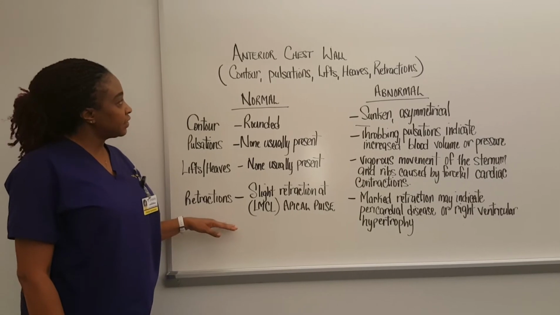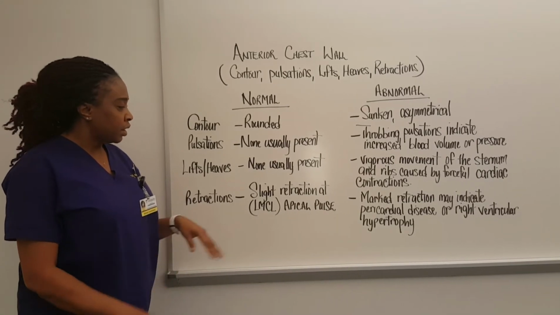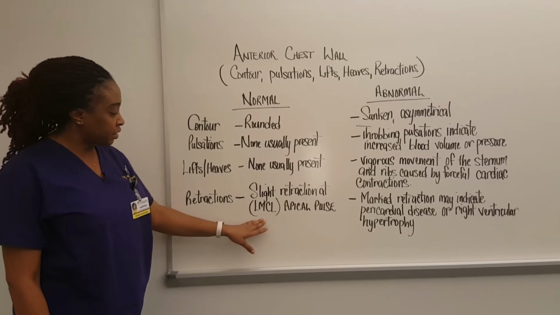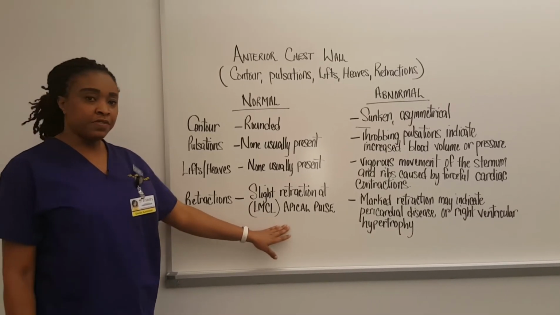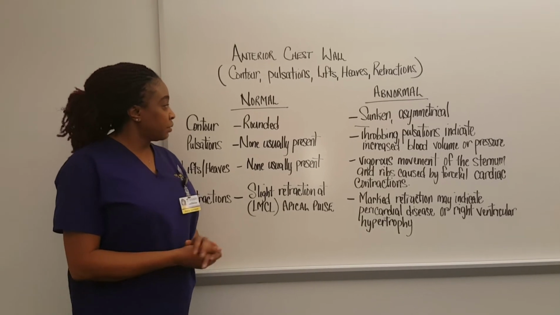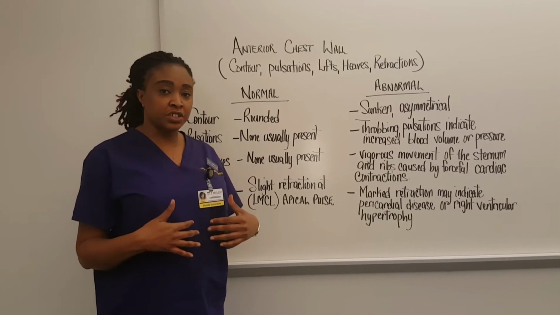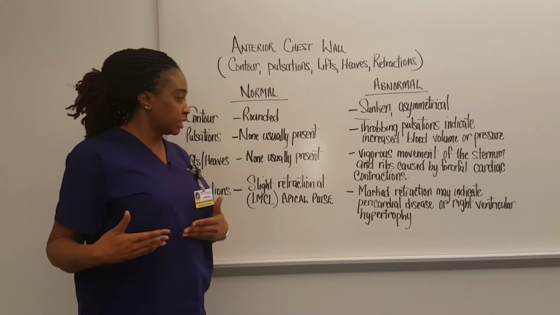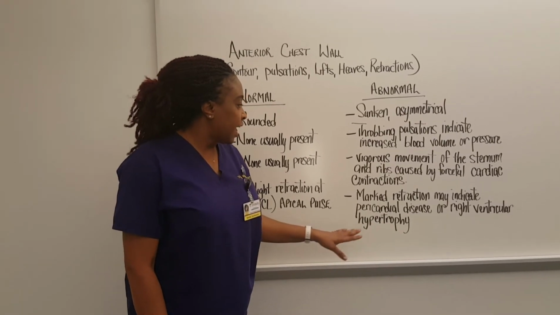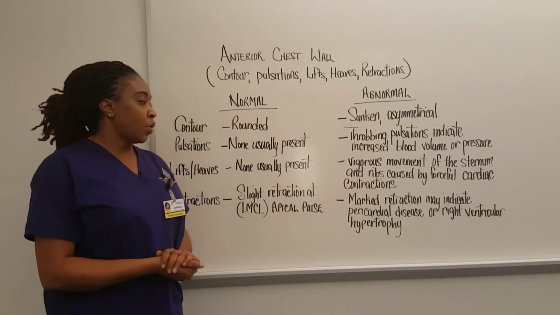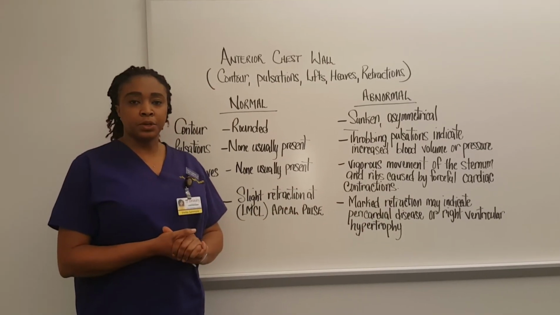Retractions in the anterior chest wall are usually very slight, and that's found at the left mid-clavicular line, which is where you find the apical impulse. That would be a normal finding. Abnormal would be if there's a marked retraction of the apical impulse. It's really deviated, and that usually indicates that there's pericardial disease or right ventricular hypertrophy. Okay, so we're about to begin the assessment of the heart.